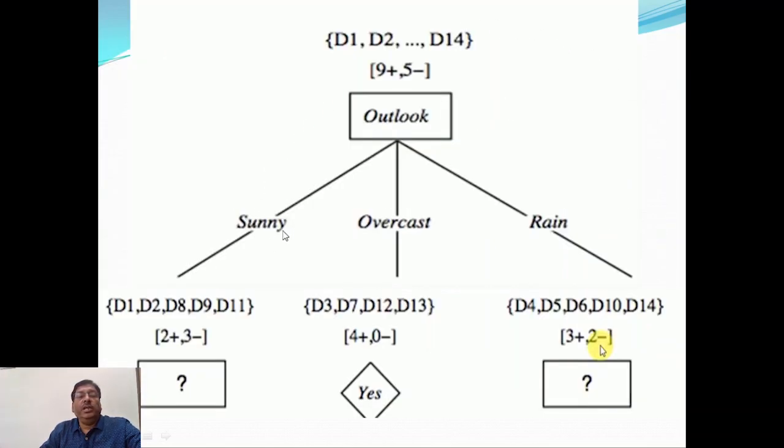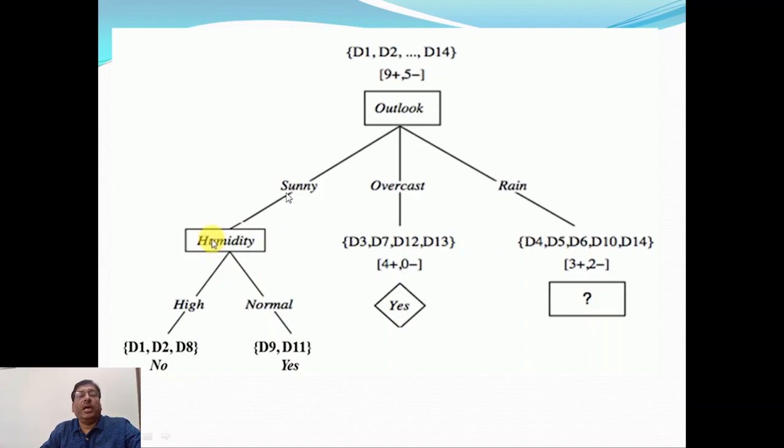When you wrote sunny here, you could not make the decision because some of them were positive and some were negative. So now under sunny, you can write humidity, because humidity has more information gain, or it is providing more information. So you will write humidity under sunny. Now, if the humidity is high, you can say no. If it is normal, you can say yes, and so on.